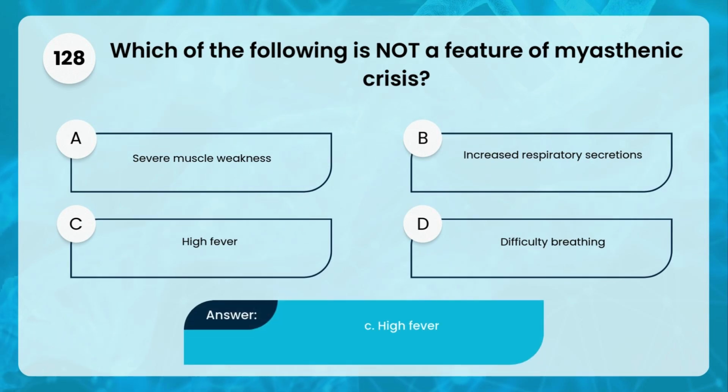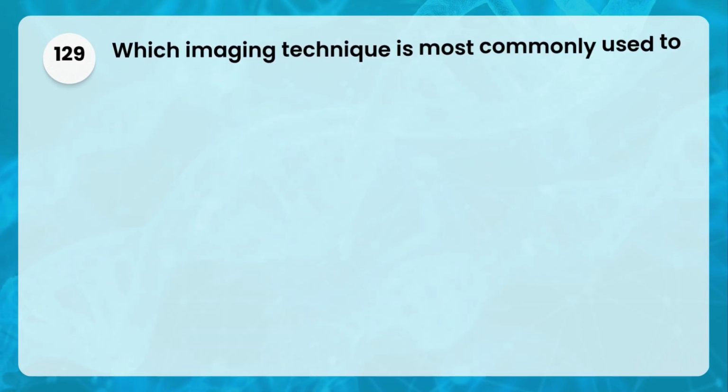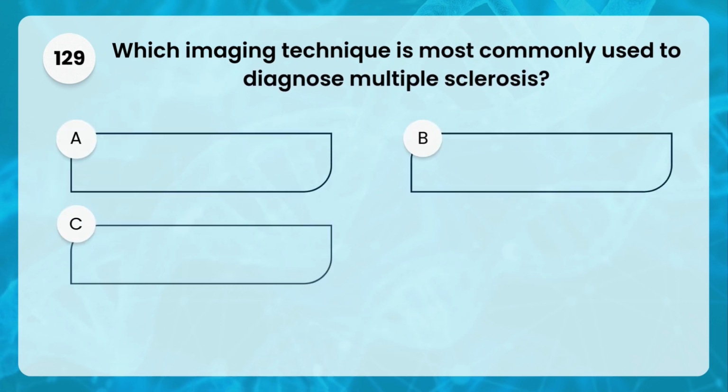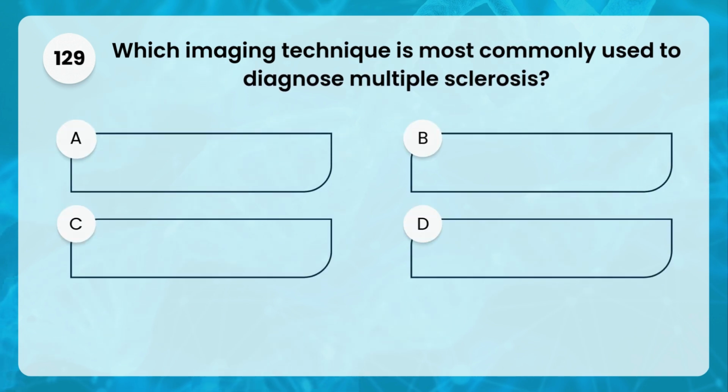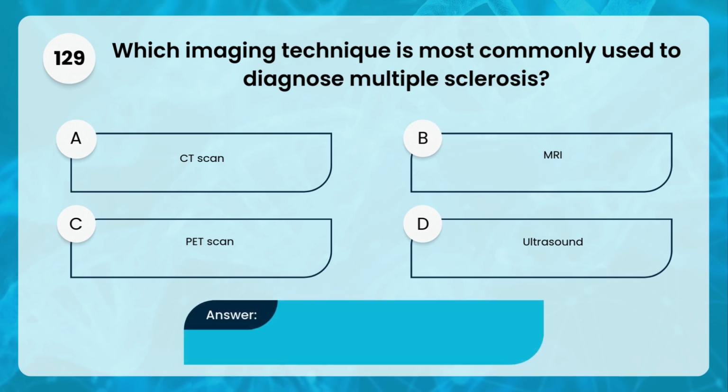Number 129. Which imaging technique is most commonly used to diagnose multiple sclerosis? A. CT scan. B. MRI. C. PET scan. D. Ultrasound. The answer is B.